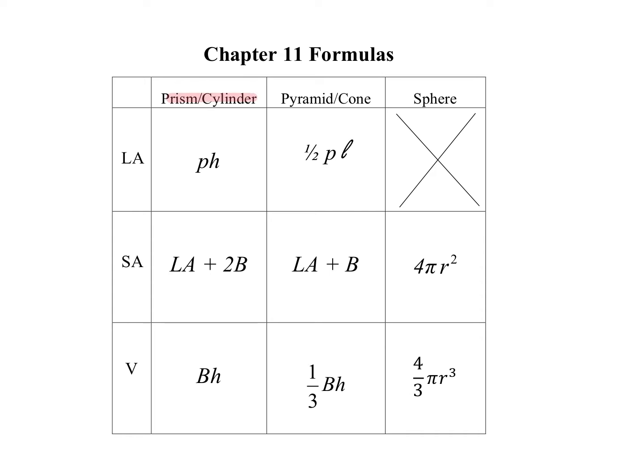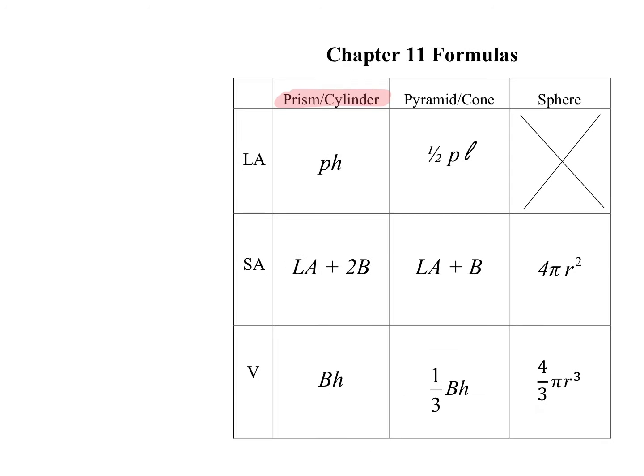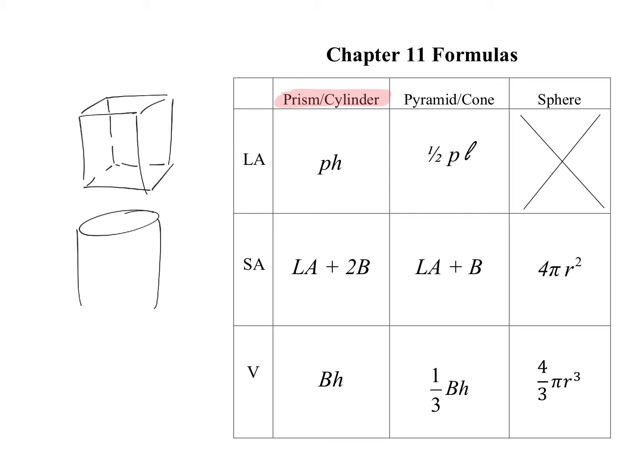You have prisms and cylinders, which are different things, right? A prism is going to look something maybe like, this is not your notes yet, okay? A prism might look like that. A cylinder is similar, but it's going to have circle bases, right? So it's two different things, but they use the same formula, okay?